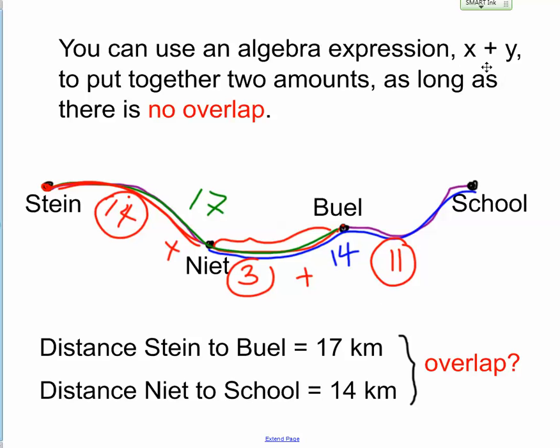Then I had you figure out, what distances could I have without the overlap? Some of you said Stein to Niet plus Niet to school. So Stein to Niet could be x, and Niet to school could be y, and then I could add x plus y and get the total distance of 28. Others of you said let Stein to Buell be x and Buell to school be y, and then again x plus y is the total distance of 28 kilometers. So either one was fine.